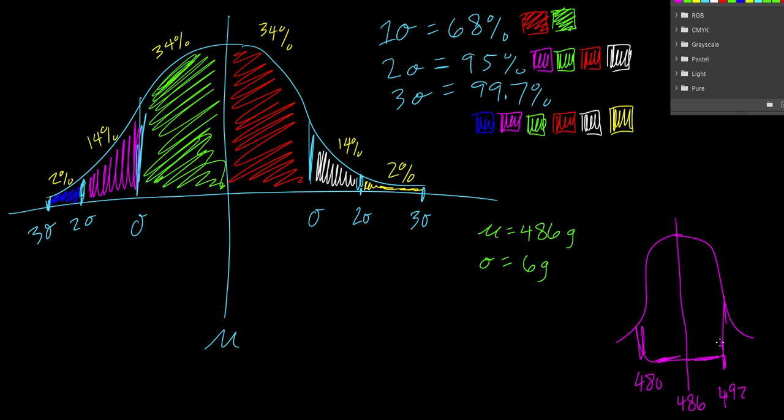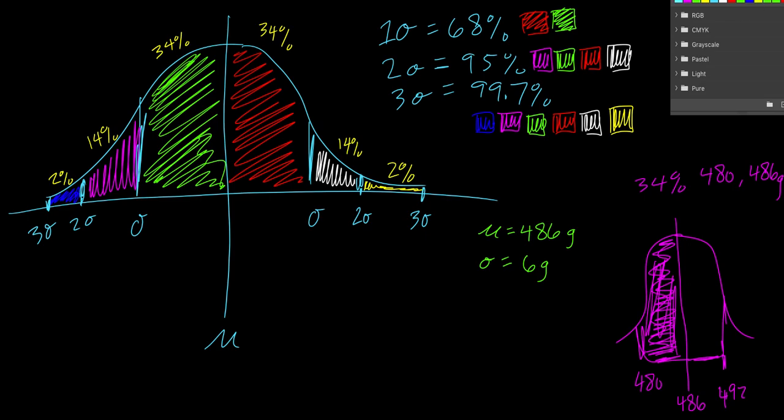Now it says state the proportion of cans that weigh 480 to 486. So it's asking specifically just about this area. So we know that that's going to be 34% from this diagram because it's the green area right there. And that's it. So we just say 34% weigh between 480 and 486 grams.